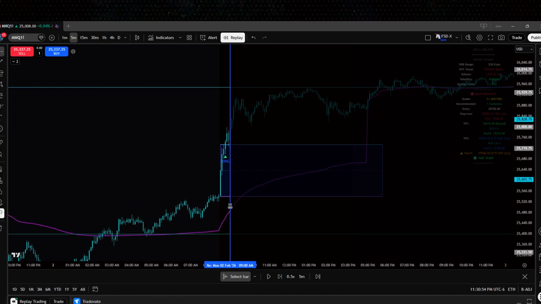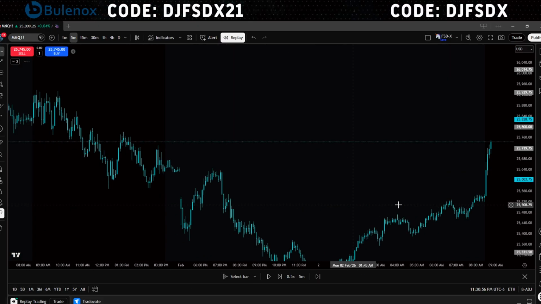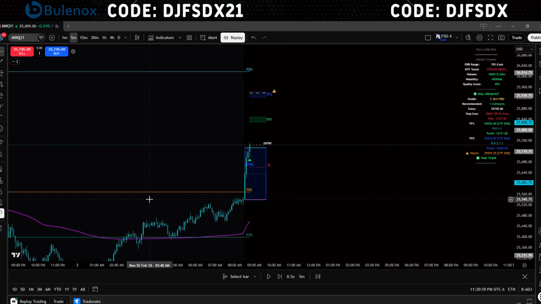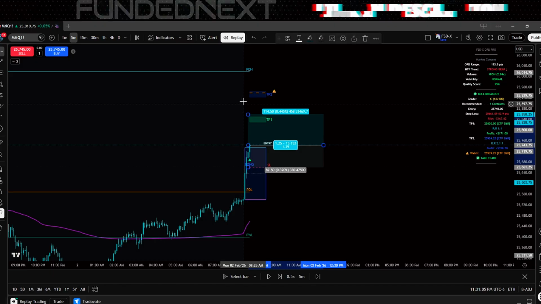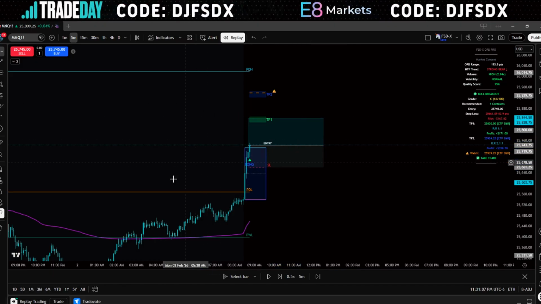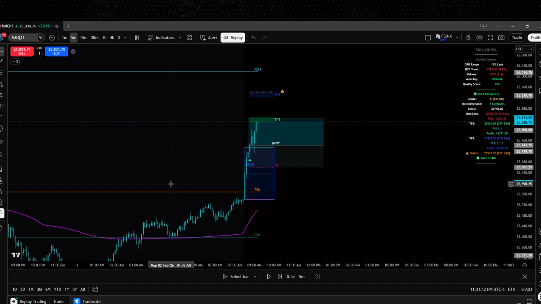Okay, here's another one. Obviously, this is hindsight, but we did take these trades live in the Discord, so it's all there. This is also with the updated settings, so they're more optimized. Same thing. Enter the trade.